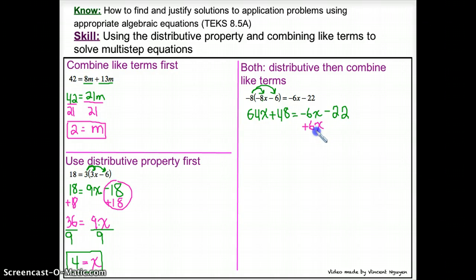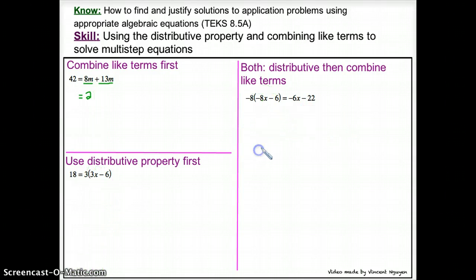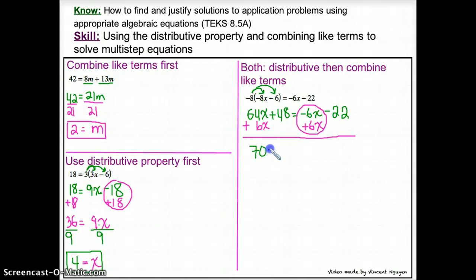That will zero this out. And guess what? We add 6x over here. Remember, we have to do the same thing to both sides. And that's kind of like moving things to the other side, right? So we're going to simplify it. 64x plus x will end up giving us 70x, if I'm doing my math correctly. And then I bring the 48 down because I haven't done anything with it yet.